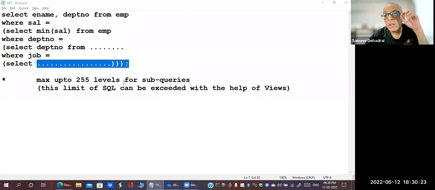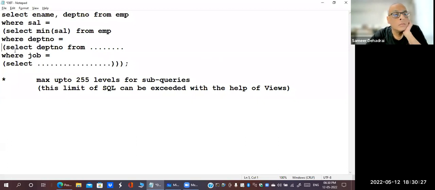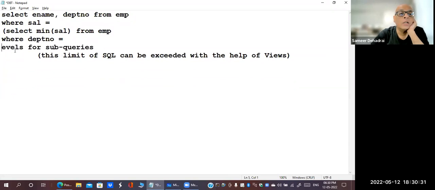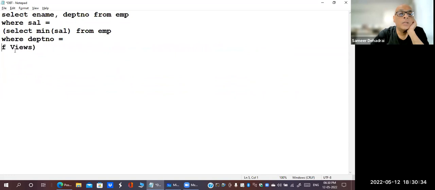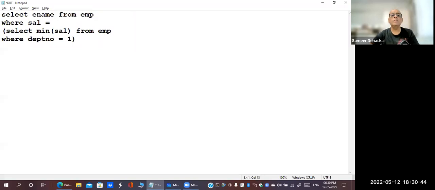Rohit is saying he wants the example for department number 1. Rohit, what will be your subquery? You will say that department number equal to 1, isn't it? If you say department number equal to 1, it returns the minimum sal for department number 1, and you will get the name of the employee with that salary.